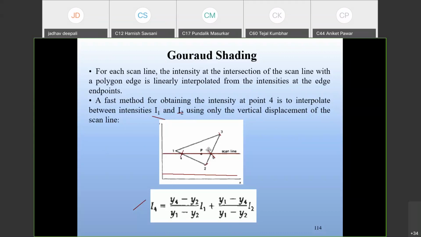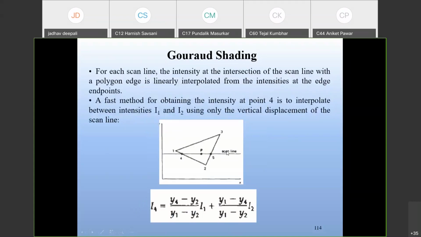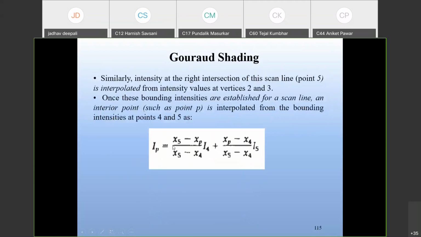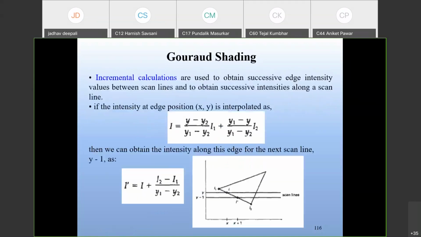Similarly, suppose now I want the intensity at point 5. We need to consider point 3 and point 2. So the intensity at the right intersection, point 5, is interpolated from the intensity values of vertices 2 and 3. Then there are two intersection points on this scan line. Together, the values I4 and I5 are used to find the intensity along this scan line. That is about the points which intersect the scan line.